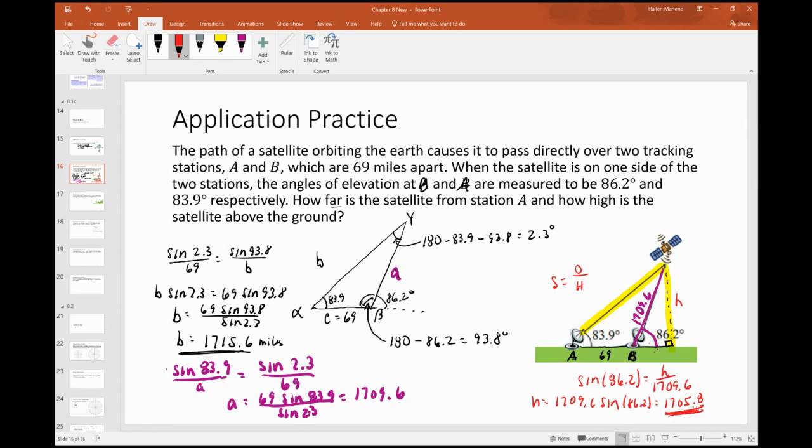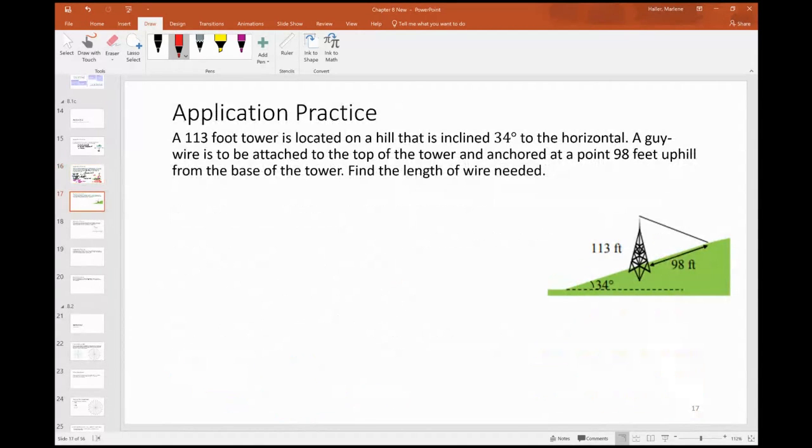Okay, let's look at another example. Here's one. We have a 113-foot tower. There it is. That 113-foot tower is located on a hill that is inclined 34 degrees to the horizontal. A guy wire is attached to the top of the tower and anchored at a point 98 feet up the hill from the base of the tower.